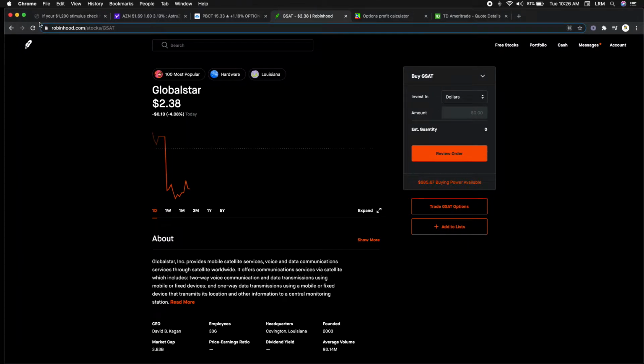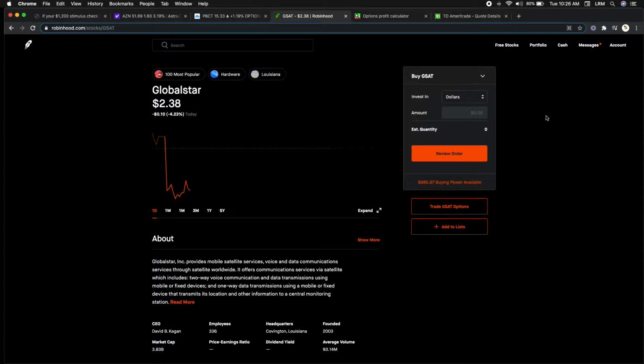Options profit calculator demonstration for GSAT Global Star. All right. One of the members had a question about this. Just want to make sure everybody is understanding how to maneuver within the options profit calculator.